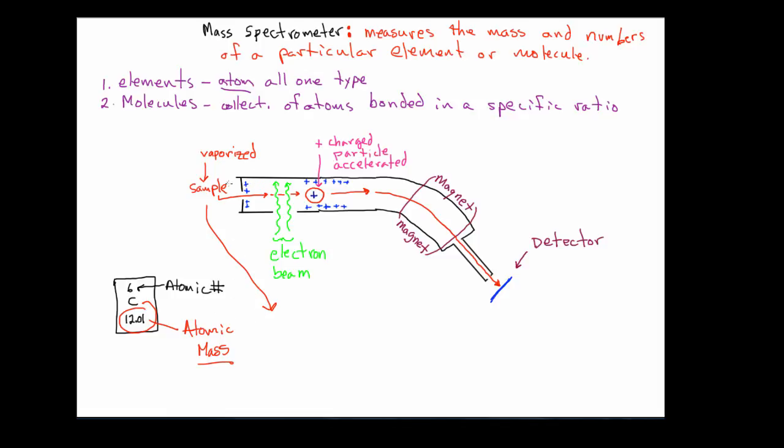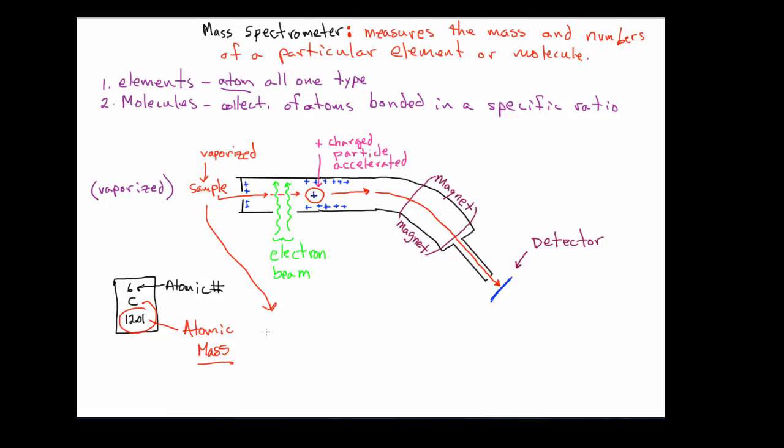The first thing is that the sample is going to have to be converted into a gas. Now, in most of the explanations you see in textbooks or on the internet, they're going to say that the sample has to be vaporized, which is a fancy way of saying that we've got to convert the material into a gas. So the thing you've got to remember is to go back to your basic understanding of chemistry.